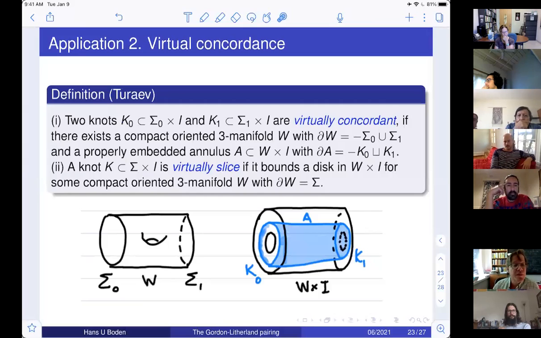So what does it mean to be virtually concordant? Well, two knots, both in thickened surfaces, are virtually concordant if you can find a three-manifold cobounding sigma 0 and sigma 1, as well as an annulus drawn in the thickened three-manifold cobounding K0 and K1. So that's the notion of virtually concordant, and a knot is virtually slice if it bounds a disk in some thickened three-manifold. These definitions are due to Turaev.